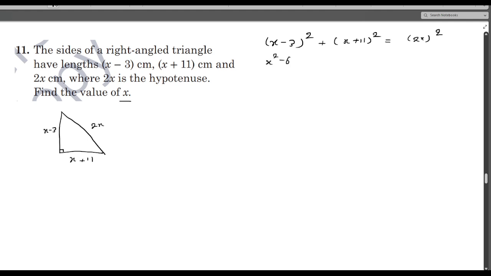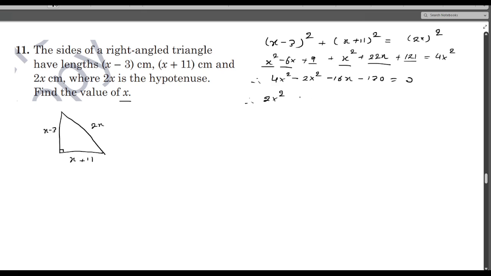Here we have x square minus 6x plus 9 plus x square plus 22x plus 121 will be equal to 4x square. So therefore you can say that 4x square minus this x square will move other side, it is minus 2x square, then minus 6x plus 22x is 16. Okay, so here it is minus 16x, and then this plus 9 and plus 121 is 130, so here it is minus 130 is 0. So therefore I have a quadratic equation 2x square minus 16x minus 130 is 0.